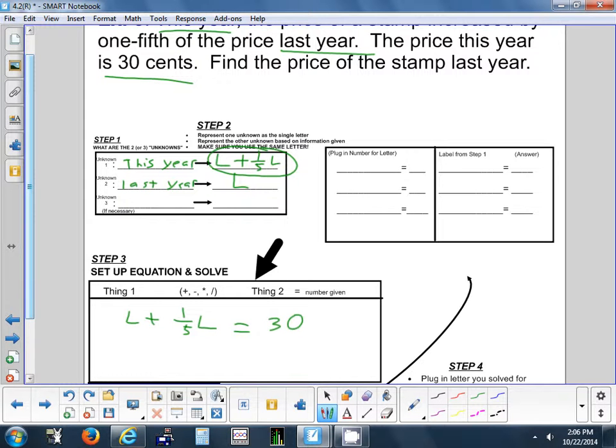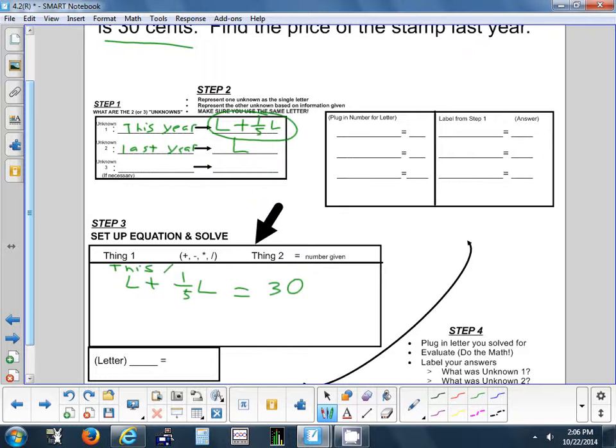This year's price is L plus 1/5 L, and we know this year's price is equal to 30. You don't even need last year's price to set up this equation. So this one's a little different. All right, now what do we have to do on the left-hand side? We have L plus 1/5 L. What's the name of what we do there? Not distribute. CLT. Combine like terms, right?